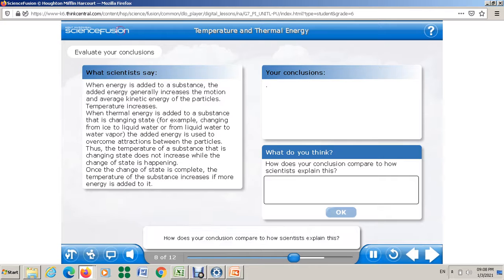How does your conclusion compare to how scientists explain this? Type your answer in the box. When you are finished, click OK. So, is this your expectation from the beginning? If there is any problem, you have to fix it and watch this video and this experiment again, okay?